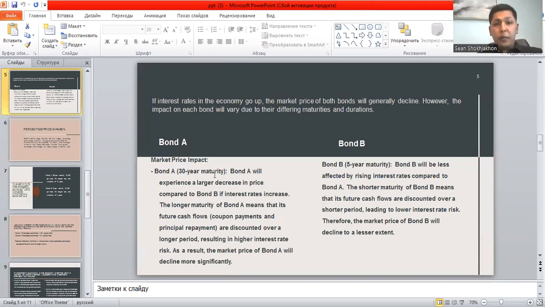If interest rates in the economy go up, the market price of both bonds will generally decline. However, the impact on each bond will vary because of their differing maturities and durations.